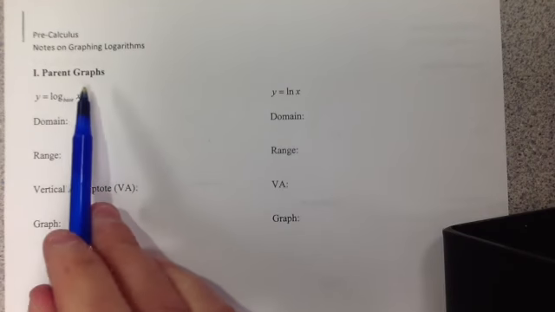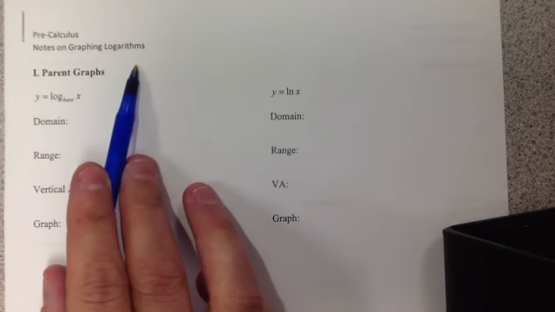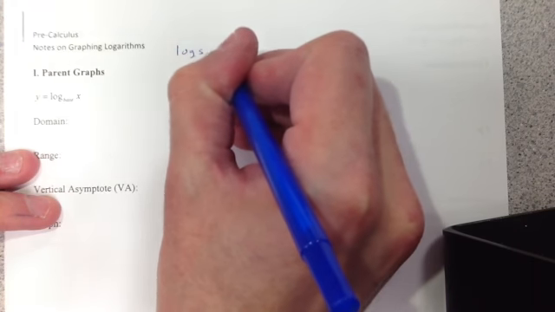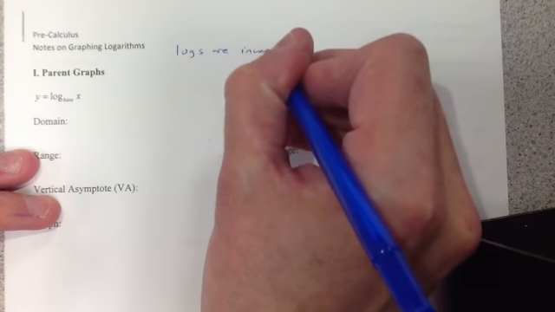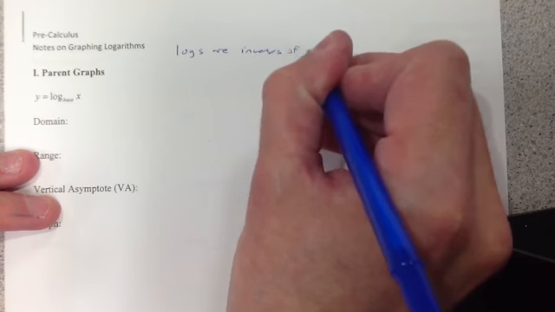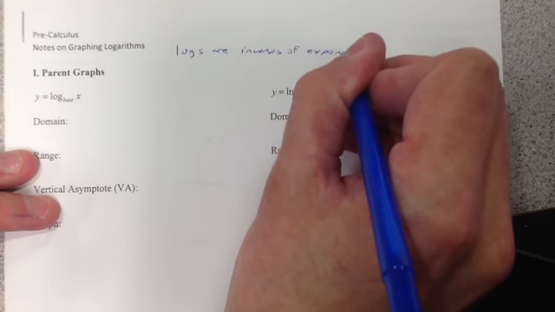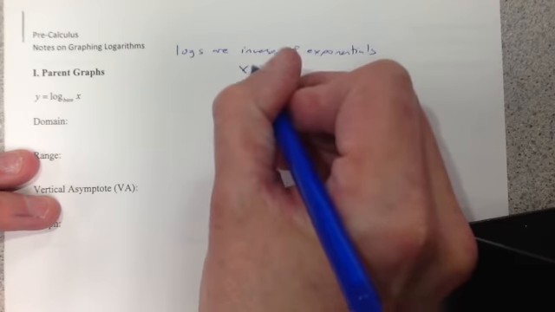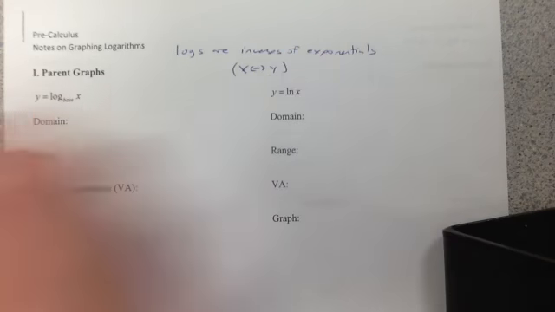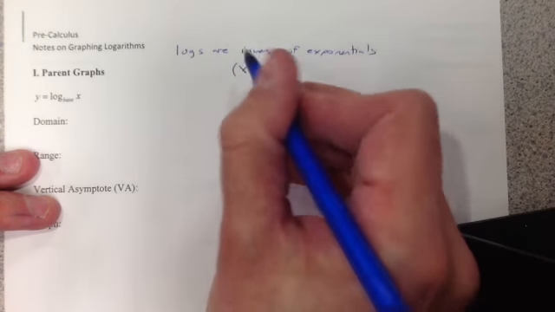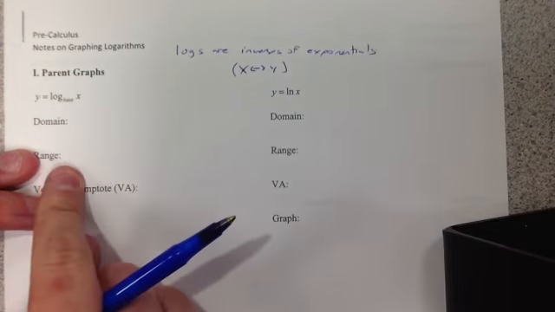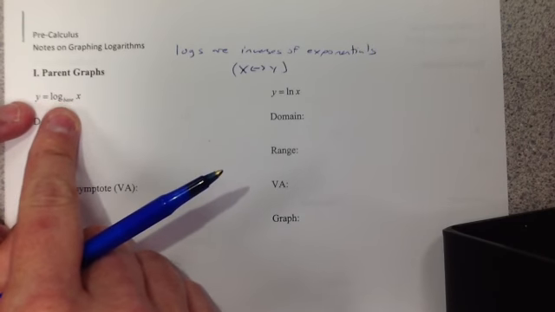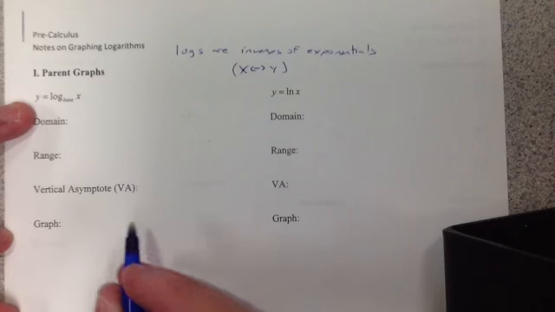Today we're going to be looking at graphing logarithms, and one of the important things to remember about logarithms is that logs are inverses of exponentials. In other words, their x and y values switch, and that's going to help us graph this today. So let's take a look at the log base b of x, where the base is down here.